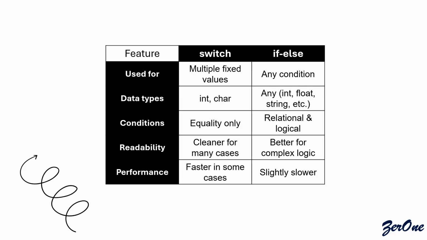Now let's quickly see the difference between switch and if-else. Switch is used to compare a single variable with multiple fixed values, while if-else can handle any condition. Switch works with int, char, and checks only equality, whereas if-else works with any type and can use relational or logical conditions. Switch is cleaner for many cases and sometimes faster, while if-else is better for complex logic.